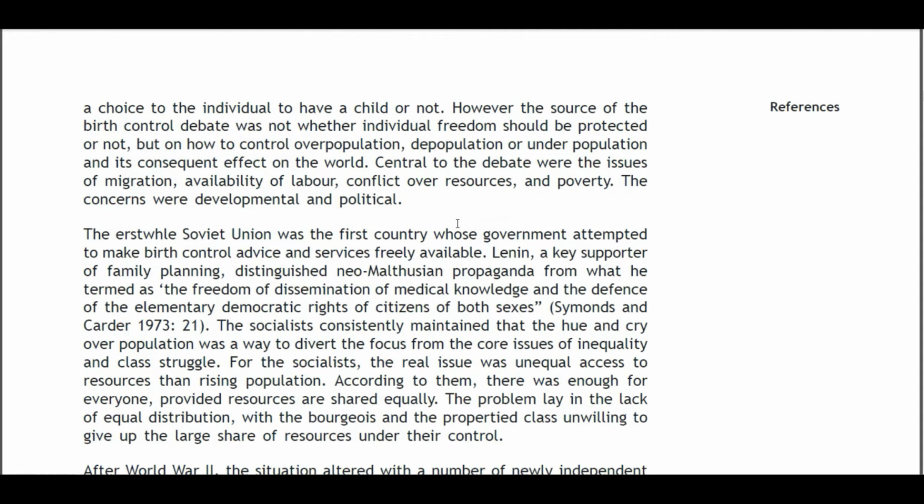However, the source of the birth control debate was not whether individual freedom should be protected or not, but how to control overpopulation or underpopulation, and its consequent effects on the world. Central to the debate were the issues of migration, availability of labor, and conflict over resources and property. The concerns were developmental and political.